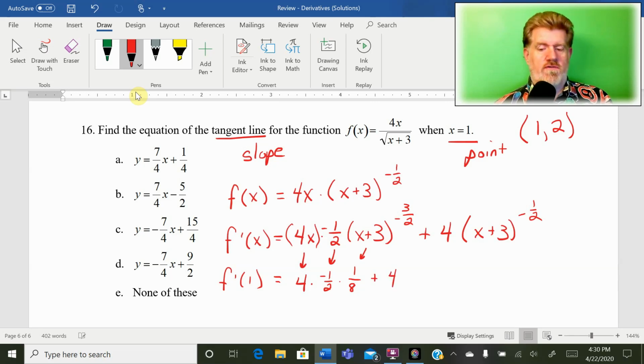Plus 4. And then I'm going to plug in the 1. 1 plus 3 is 4. 4 raised to the negative 1/2. So the square root of 4 is 2. But that negative root means it's 1 over 2. All right, that's everything. Let's put it all together.